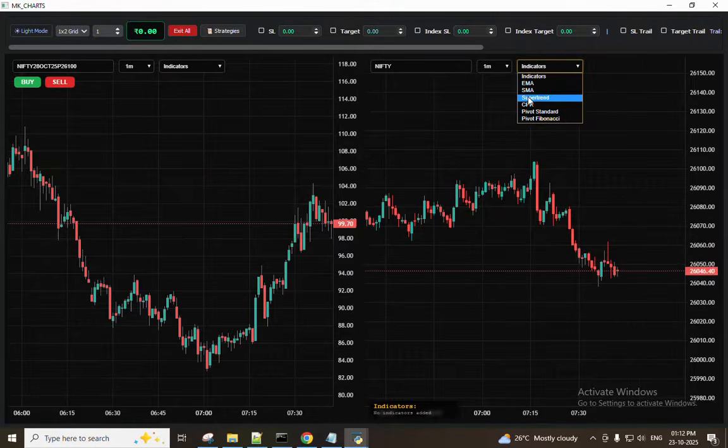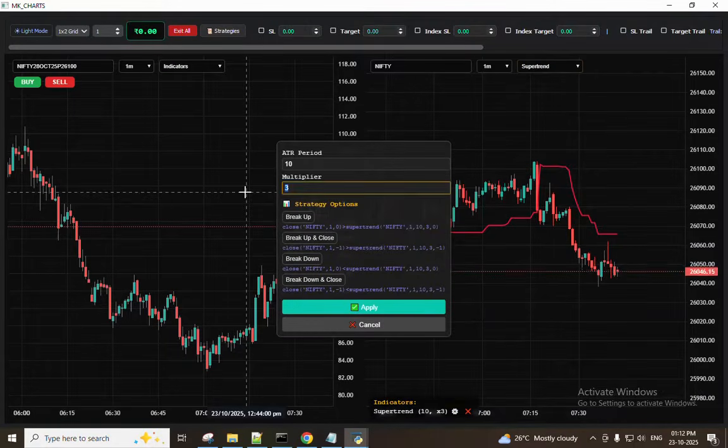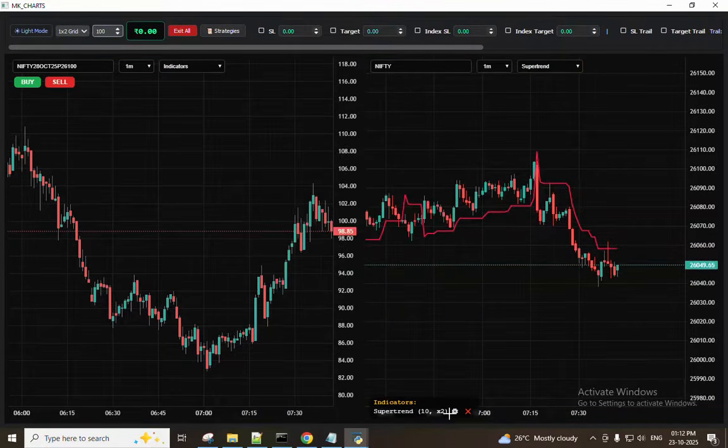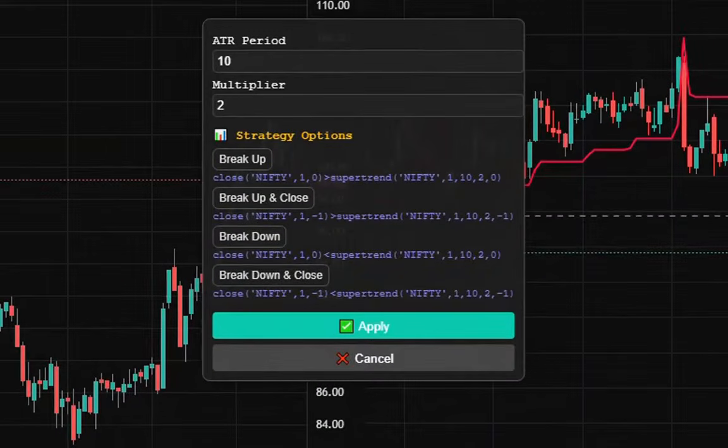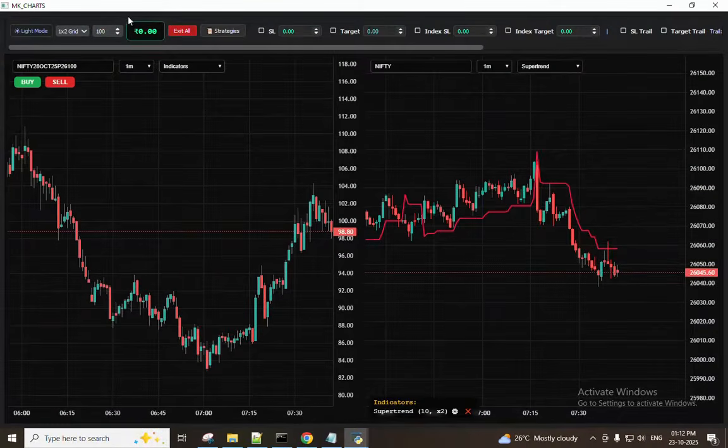So first select Supertrend from the indicator section and I am changing my multiplier to 2. The price is currently trading below the Supertrend, so I choose break up option to place order when the price touches the Supertrend up. Okay, and here I have selected a strike, PE strike.